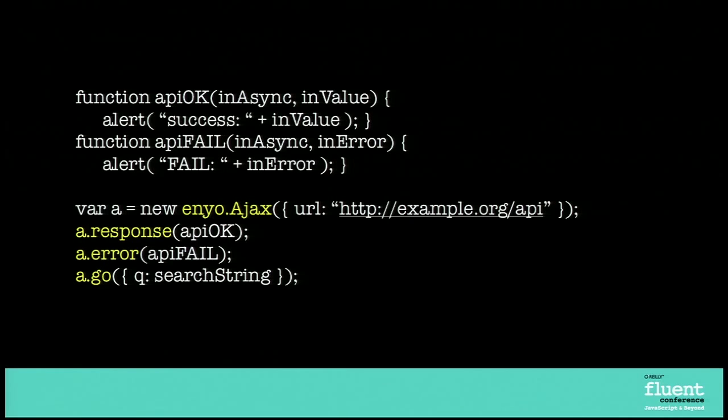So we have an Enyo AJAX object. We also have an Enyo JSON P request object if you want to use JSON P. And depending on the platform, like for WebOS with Enyo, we have a whole separate async type object for dealing with system service calls. So we set up a response, we set up an error, then we tell it to go, and now it's going to go do the AJAX in the background and eventually call one of those handlers.